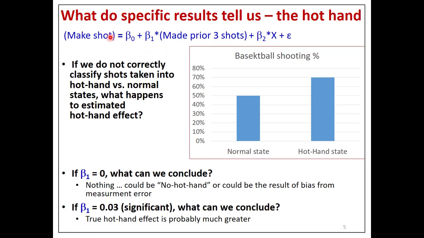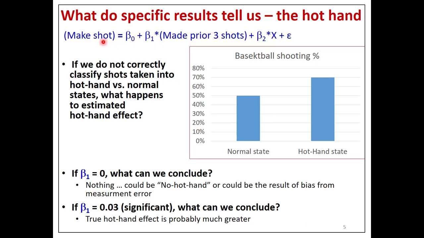Okay, now let's think about what certain results tell us, and we'll use the basketball hot hand as an example. This will be a typical model to estimate whether there's a hot hand. You have some 0-1 variable for whether a basketball player makes a given shot. Hopefully it's something like 3-point shots, perhaps even the 3-point contest where there's a standard shot.